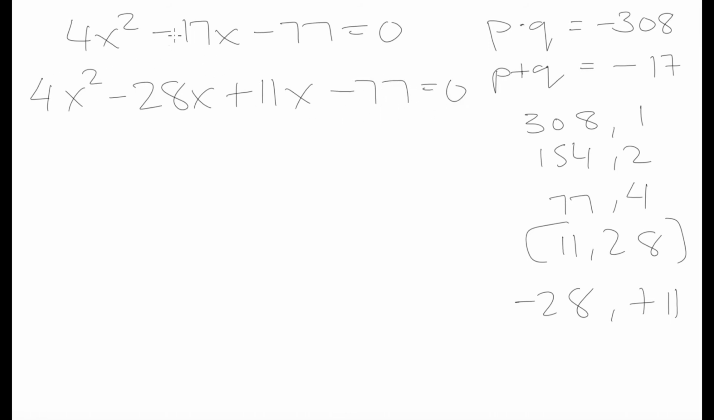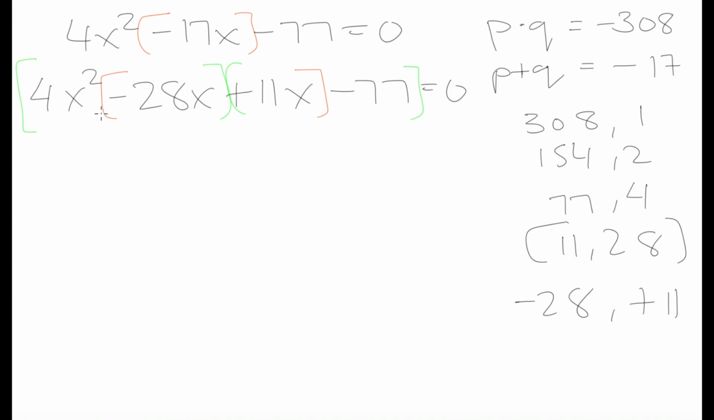And again, all that I've done here is break up this minus 17x into minus 28x plus 11x. And minus 28 plus 11 is just minus 17. So this is another way of writing down exactly the same thing up here. But now we can actually factor this by grouping. And we have our two groups. This is going to be our first group, and this will be our second group.